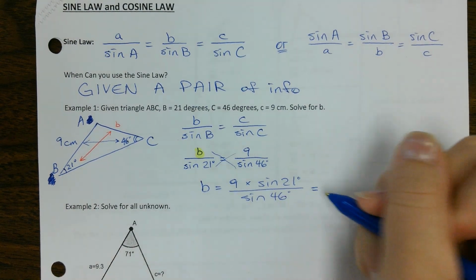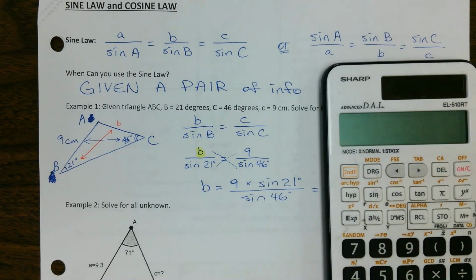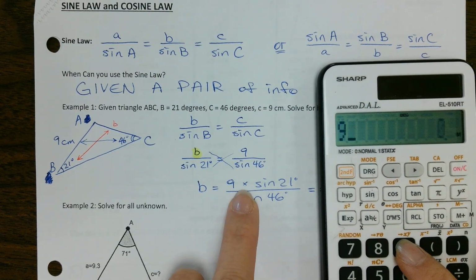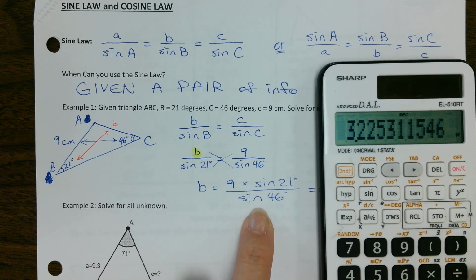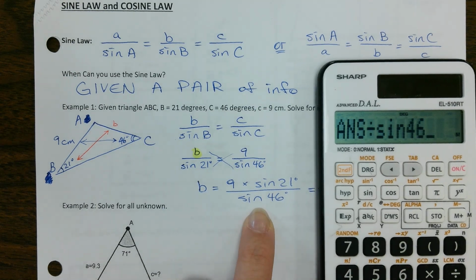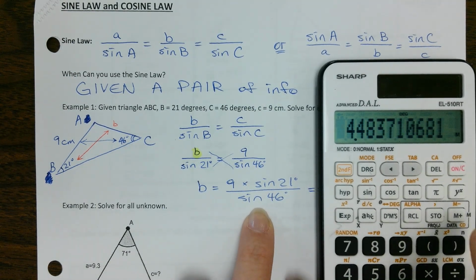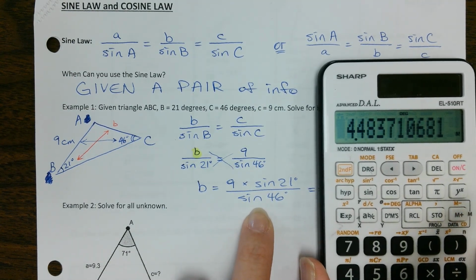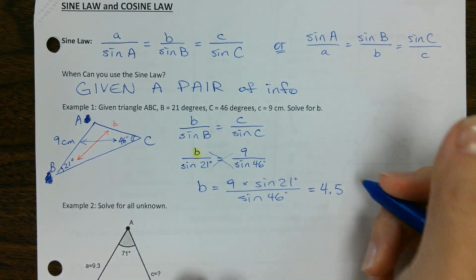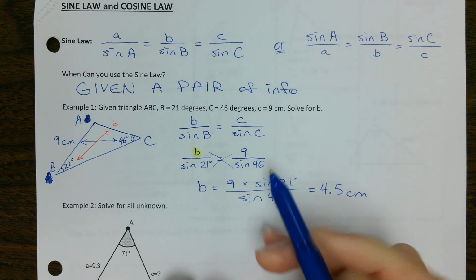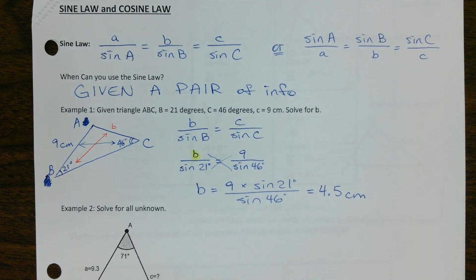Okay. You can do it all on your calculator. So 9 times sine 21 degrees, press the equal sign, and then divided by sine 46 degrees. And you get this. Rounded to 1 decimal place, it means 4.5. What's my unit? Centimeters, because it's a length and because you were given centimeters in the diagram.